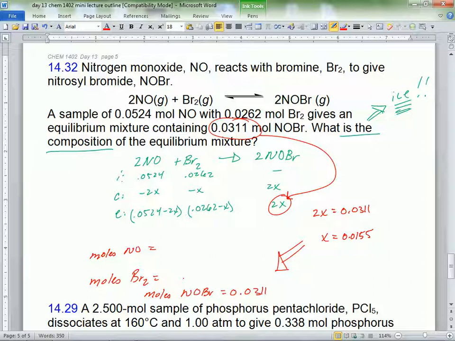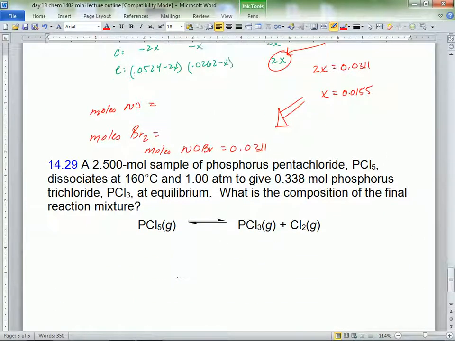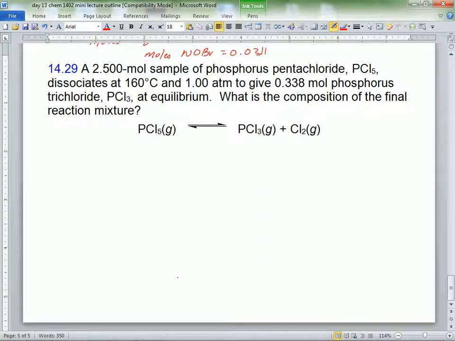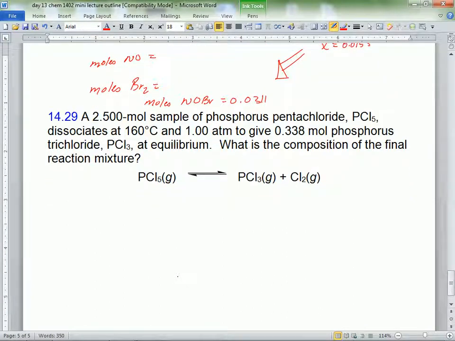Hey, Dr. Smith, let's do the last one all together. Oh man. The last one? I don't have the answer up. Yeah, but let's do it together. You gave us one atm. So PCl5 has to be 2.5 initial. Do I have anything else initial? Nope. That's to give.